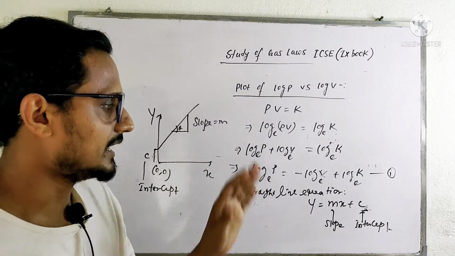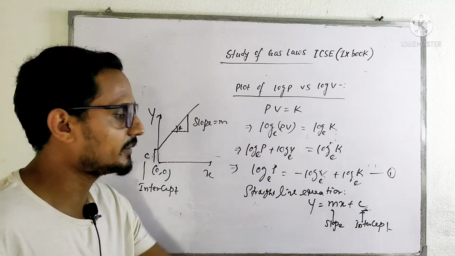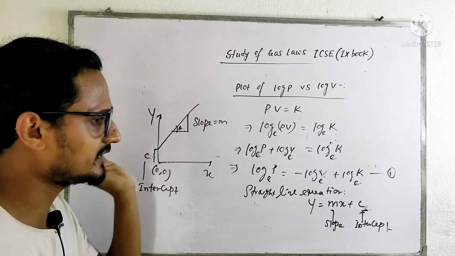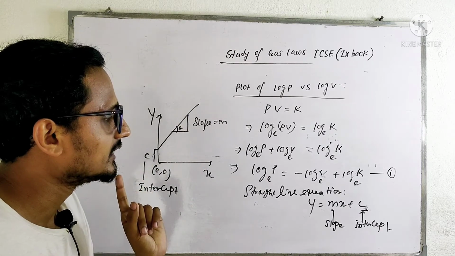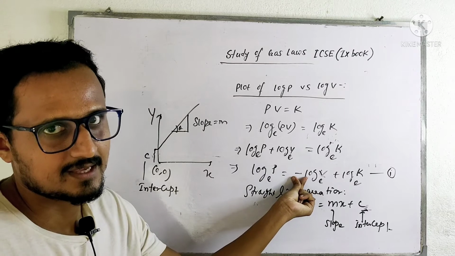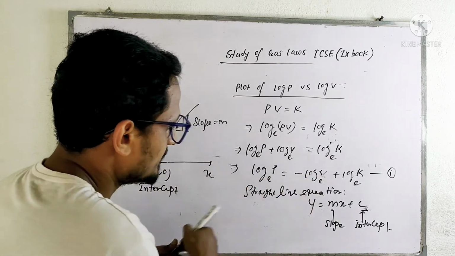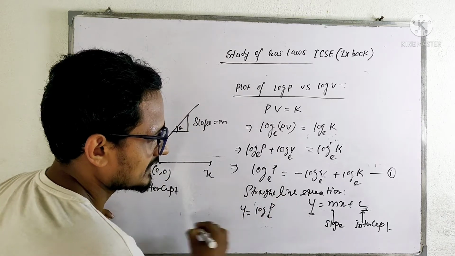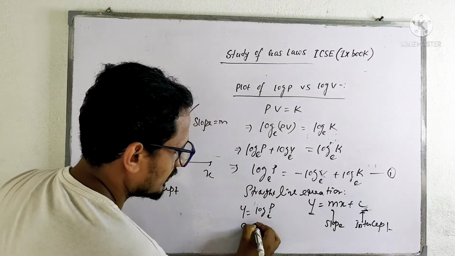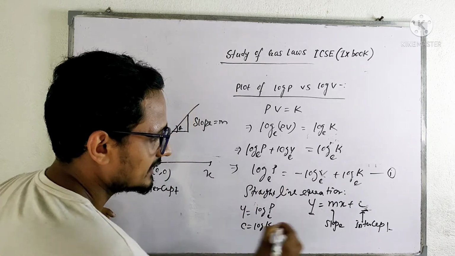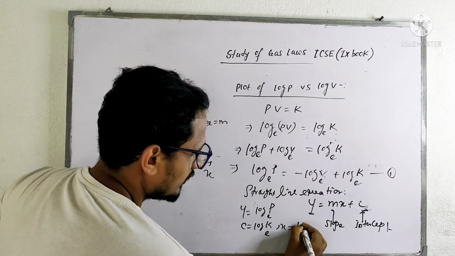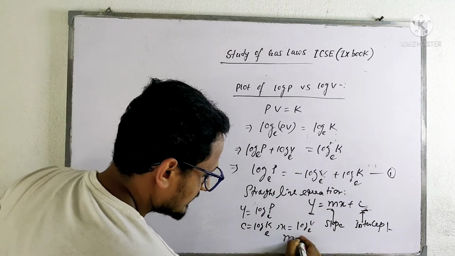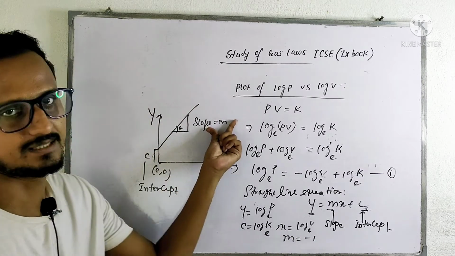Any kind of equation which can be compared with y equal mx plus c will be like this. The graphical representation will be like this. But here we can see one negative sign. That means after comparison, in the y-axis it will be log p to the base e. In the place of c, log k to the base e is here, and instead of x, log v to the base e is here. But instead of m, it is minus 1. That means here the slope is negative.